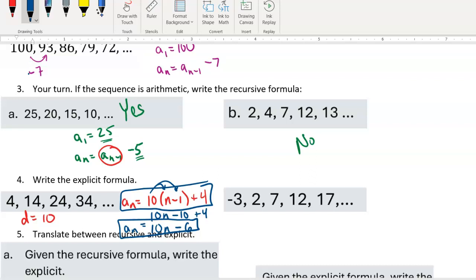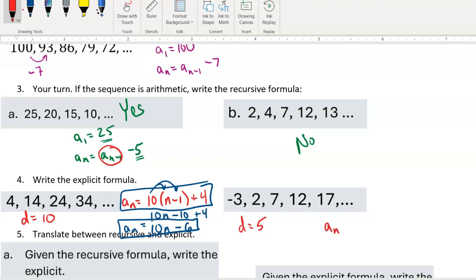All right, so let's look at the next one. Clearly the first term is negative 3. The constant difference, going from negative 3 to 2, maybe it's hard to see. But from 2 to 7, we're adding 5. 7 to 12, we're adding 5. 12 to 17, we're adding 5. And sure enough, negative 3 plus 5 is also 2. So our common difference is 5.